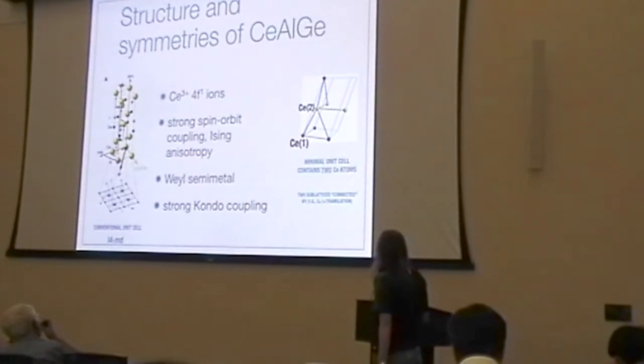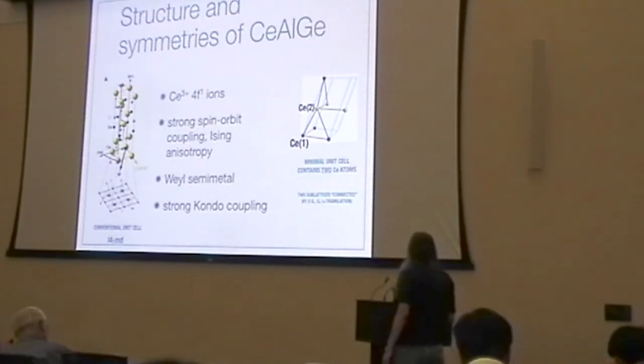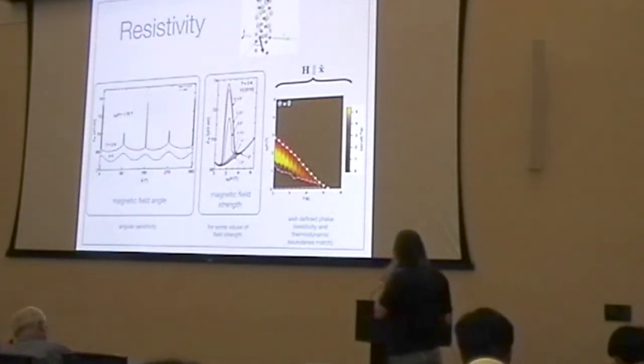If one summarizes what I just said, we have cerium 3+ ions, effective spin 1/2, strong spin-orbit coupling and anisotropy, and a mild semi-metal, in other words, it has small Fermi pockets, and there is also strong Kondo coupling. I have to hurry up.